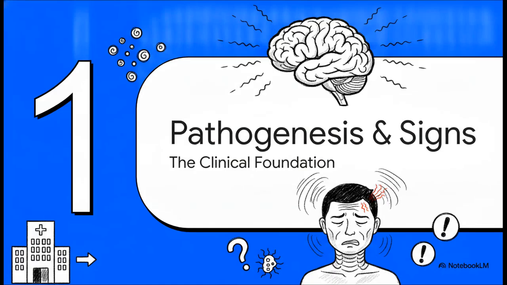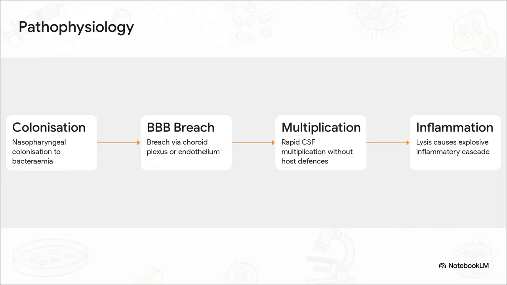Okay, Section 1, pathogenesis and presentation. Let's start with the foundational pathophysiology and exactly what clinical features your patients will have at the hospital doors. So the crucial point to understand here is step 4. It all starts with nasopharyngeal colonization, right? That leads to a blood-brain barrier breach and rapid multiplication in the CSF, where, let's face it, the host has practically zero defenses. But here's the thing, it's that final step, the inflammatory reaction, that does the real damage.